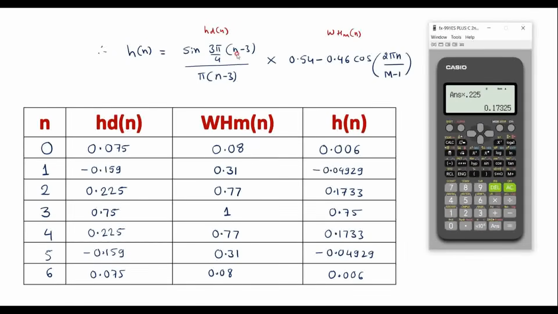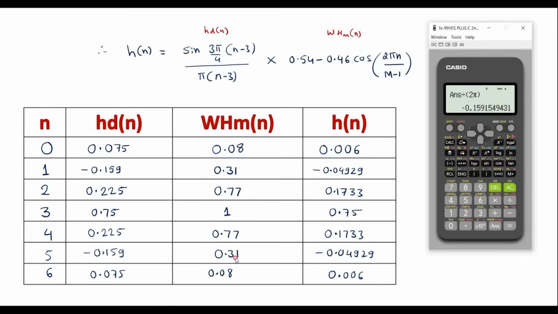I'll take n is equal to 5, it will be 2. So 2 into 3, 6 pi, sine 6 pi divided by 4, and then divided by, we have n is equal to 5, 5 minus 3 is 2 pi. The result will be minus 0.159. We got the same thing.